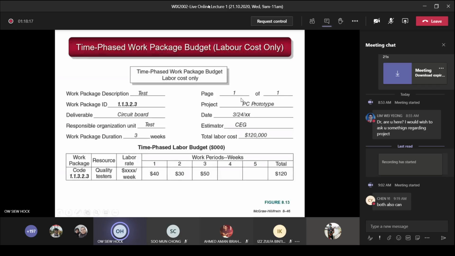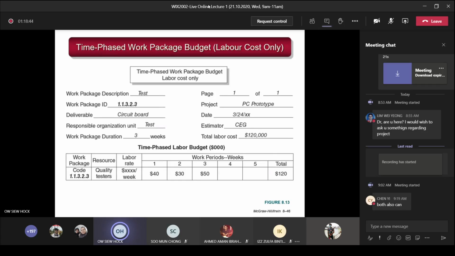From there, you have to work out this time phase work package budget. Remember, for each WP you need one sheet of cost estimation, and time phase means you distribute the cost throughout. This one is in weeks. So in the first week, how much do I need? Second week, how much? Third week, how much? This is called time phase. That means distributing the cost throughout the time period that you require. So it is known as the time phase work package.